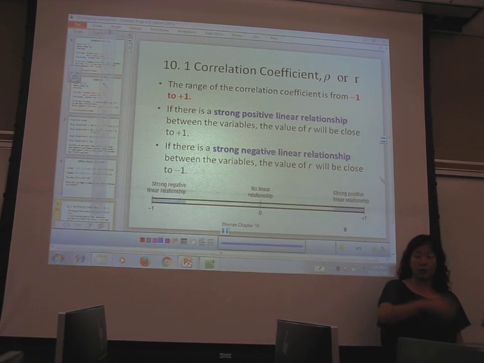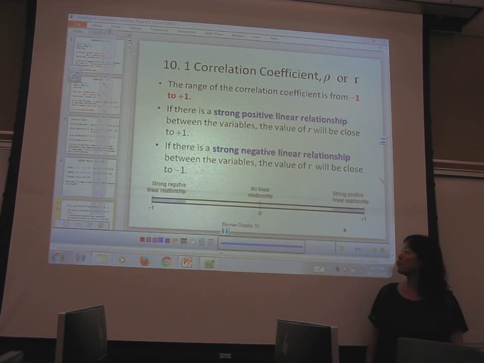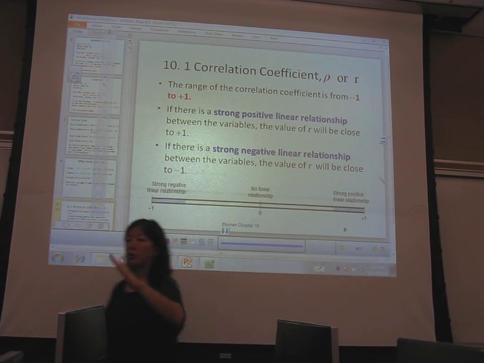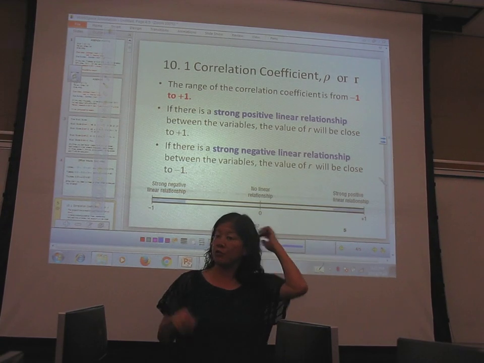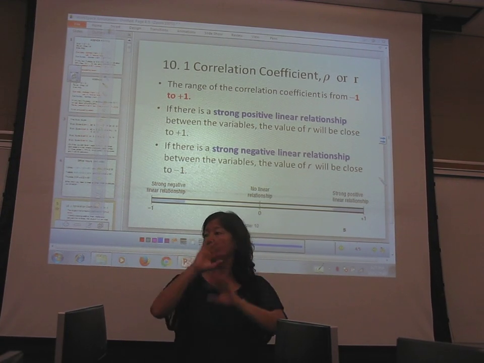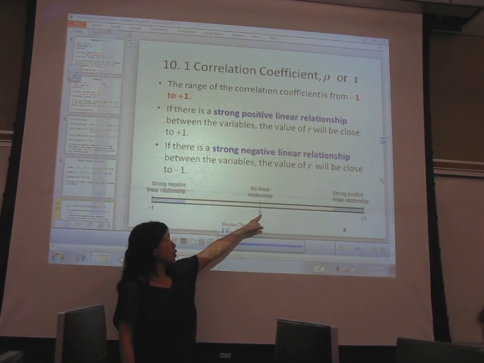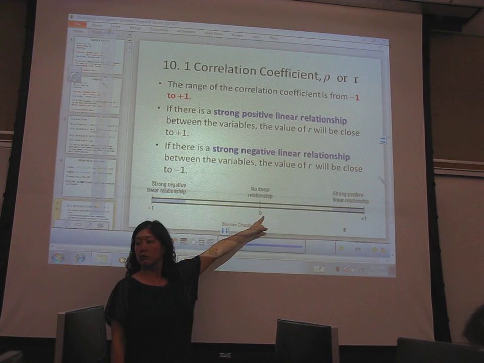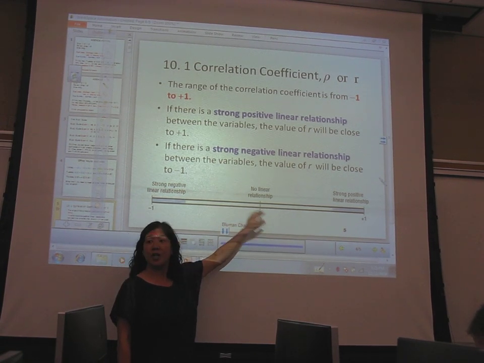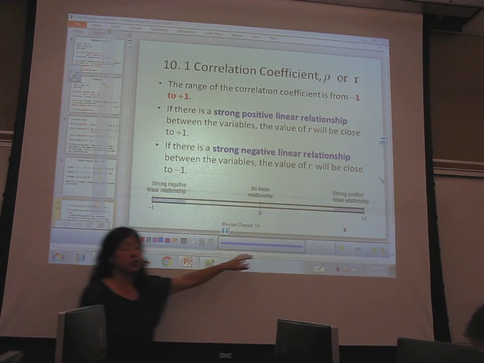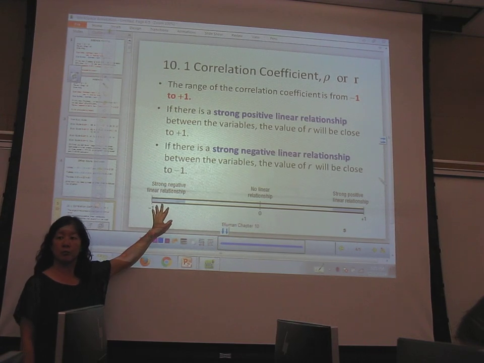So +1 will be a perfect line. All the points line up exactly on a line. This would be the same thing, only with a negative slope. Here in the middle, the dots are just randomly scattered. So it's almost like a circle, right? They're all randomly, like a great big fog of dots. So this means no line, no linear relationship, no correlation. This is H naught. If you reject H naught, then you'd say there is a correlation, there is a line. Good so far? Okay.